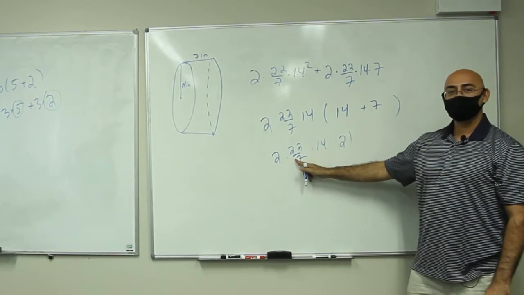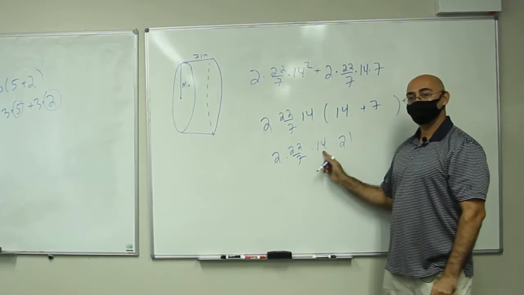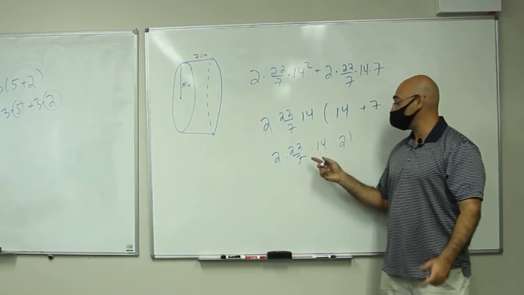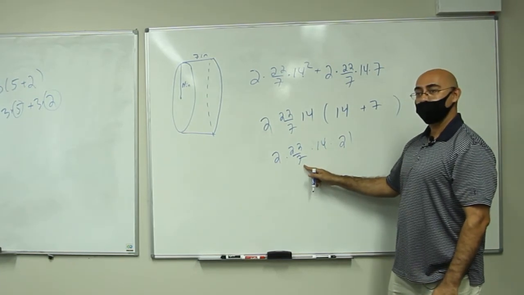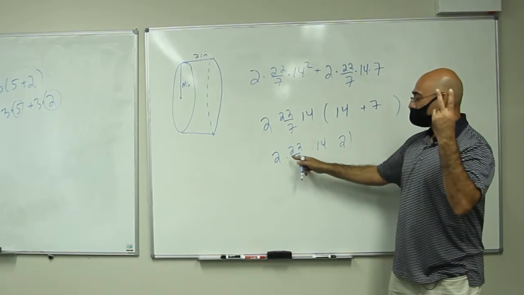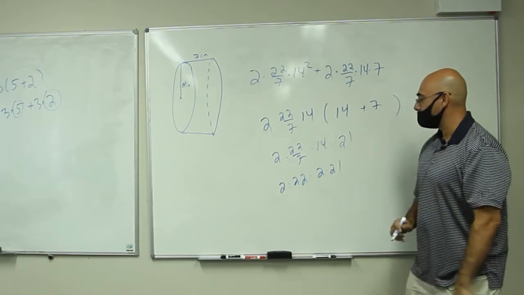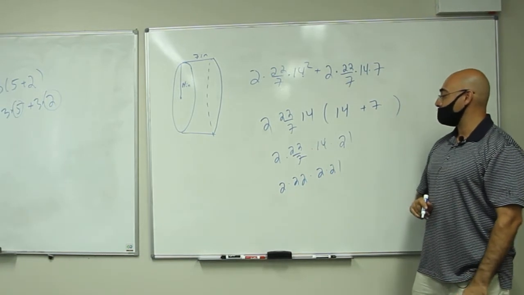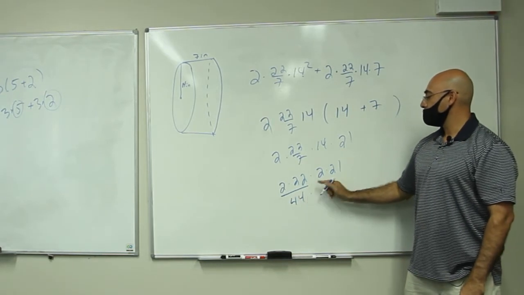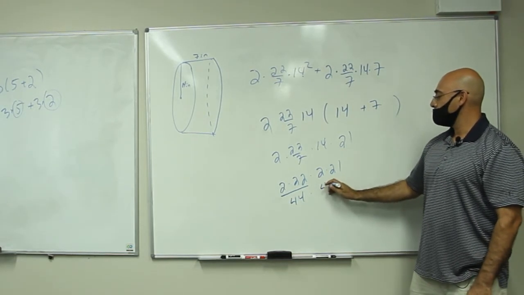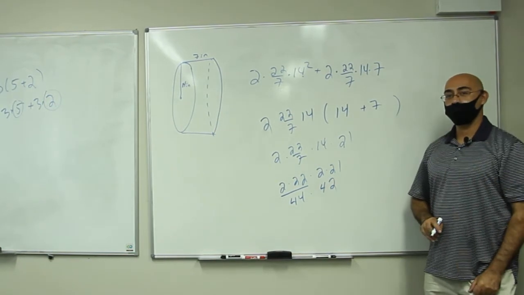Now I look at this. I asked why did they use 22 over 7 for pi? It's because the radius is 14, so I could do 14 divided by 7. So what's 14 divided by 7? 2. So this becomes 2 times 22 times 2 times 21. Now all you got to do is multiply that all out. What's 2 times 22? Very good. What's 2 times 21? 42. So you just got to do 44 times 42.